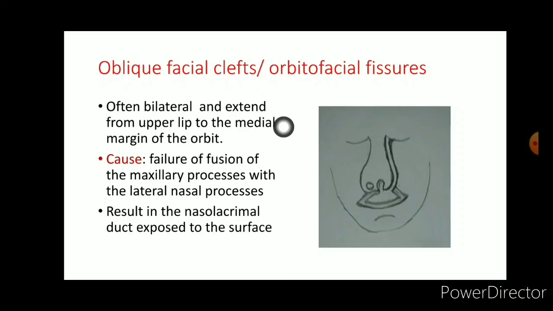Now the other anomalies of the face are the oblique facial cleft or orbitofacial fissures, often bilateral and extending from the upper lip to the medial margin of the orbit. Oblique facial clefts are due to failure of fusion of the maxillary process with the lateral nasal process. In this case, the nasolacrimal duct is exposed to the surface.